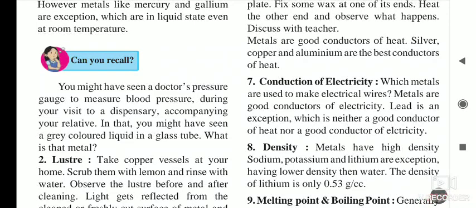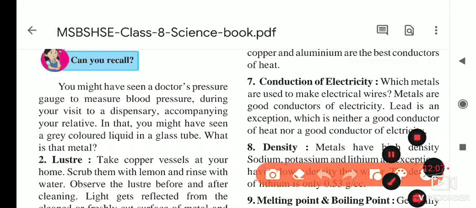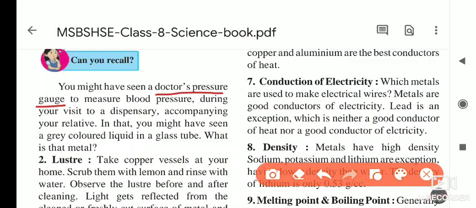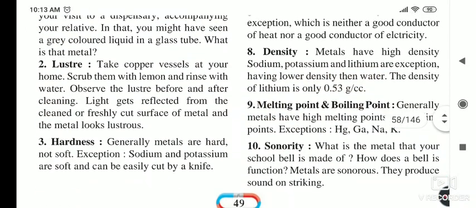So here in this BP machine, the question is asking that we have seen the doctor's pressure gauge to measure blood pressure during the visit to the dispensary, accompanying your relative. If you go to the doctor with your relative, what happens? He checks the blood pressure, and in that blood pressure machine, inside the glass tube, a liquid metal like mercury is present. Okay, and this is also a metal.